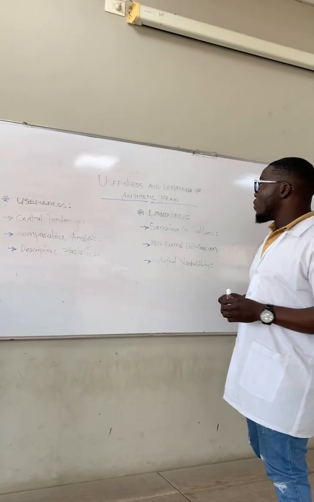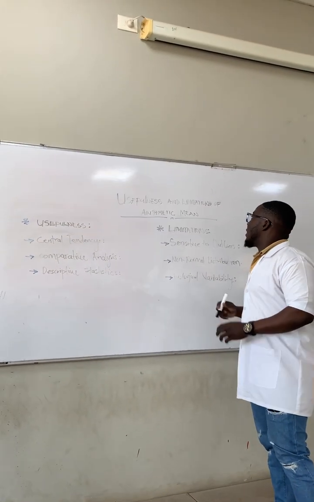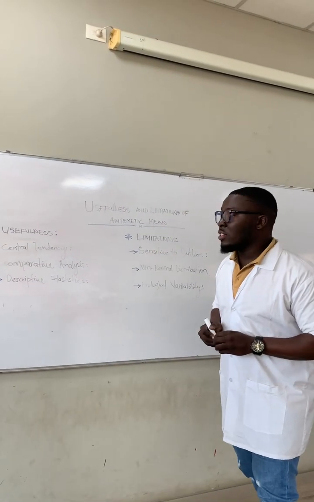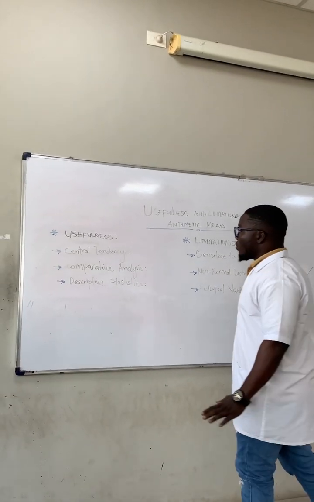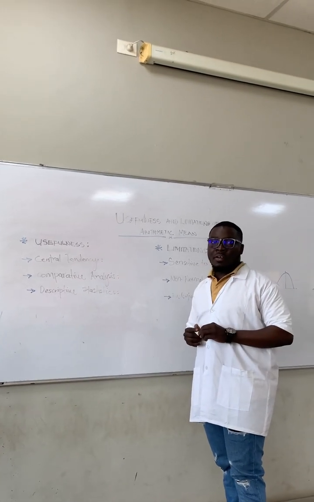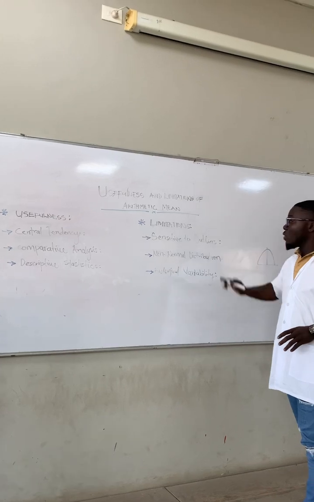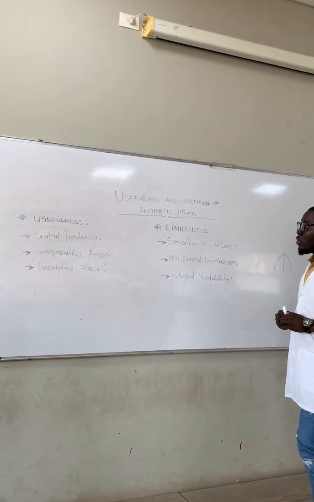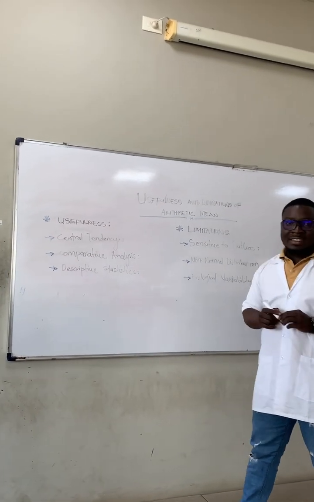In today's video, we are going to be talking about the usefulness and limitations of arithmetic mean in the subject Biostatistics. We are going to be discussing three major components when it comes to the usefulness of arithmetic means, and also three distinct components when it comes to its limitations. So beginning with the first one, central tendency.